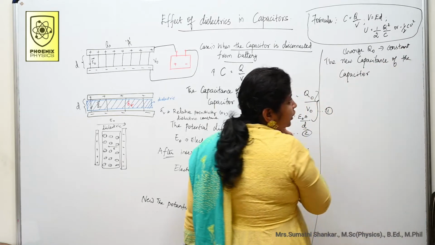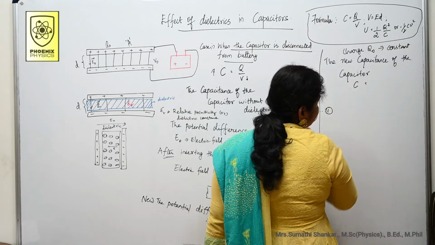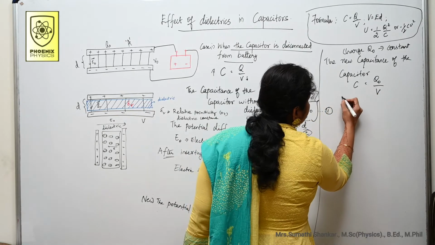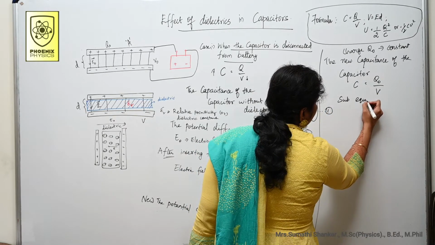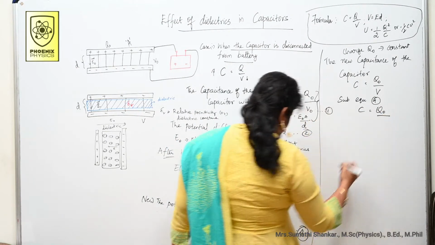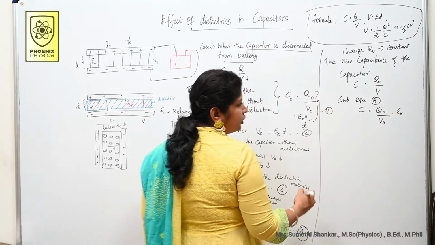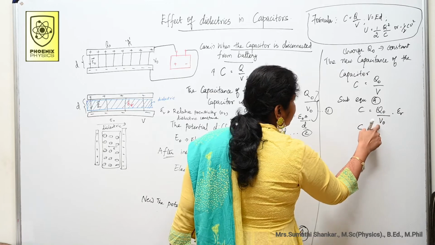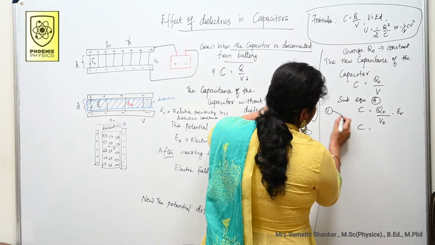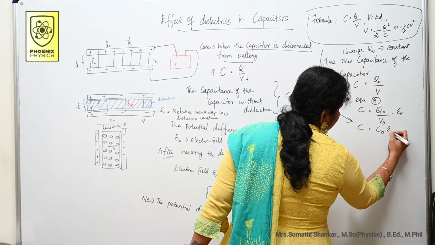Then how do you calculate the new capacitance? The new capacitance is C, which is nothing but Q naught divided by V. Substitute equation 4: C is equal to Q naught divided by V naught into epsilon R. What is Q naught by V naught? Q naught by V naught is C naught. So simply you can write C is equal to C naught epsilon R.